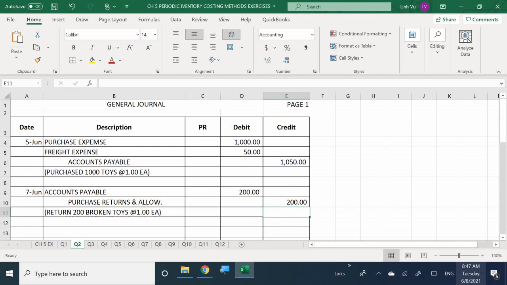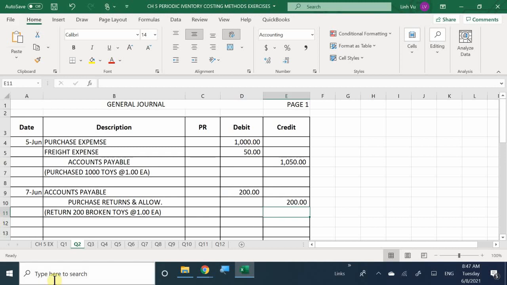Okay, so in this case, I'm returning 200, correct. Okay, so that's my journal right here that I'm displaying, that the transaction right here is that I'm making a refund. The inventory worksheet is where you're actually going to show how much you actually have left on hand.